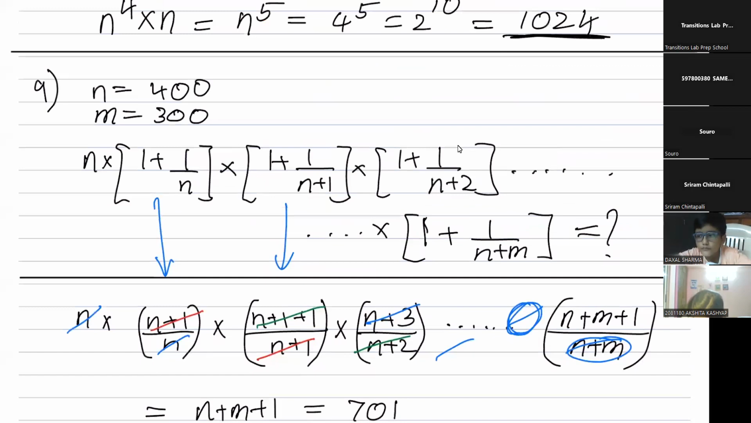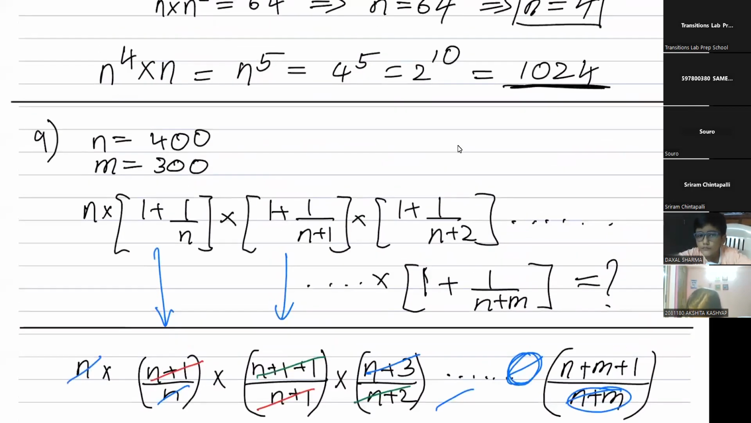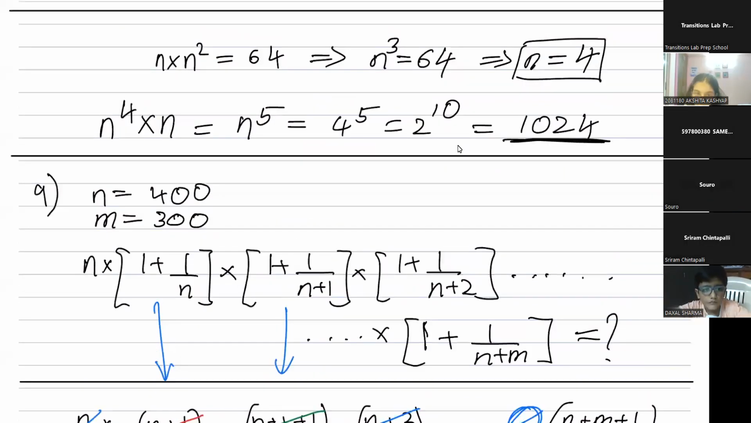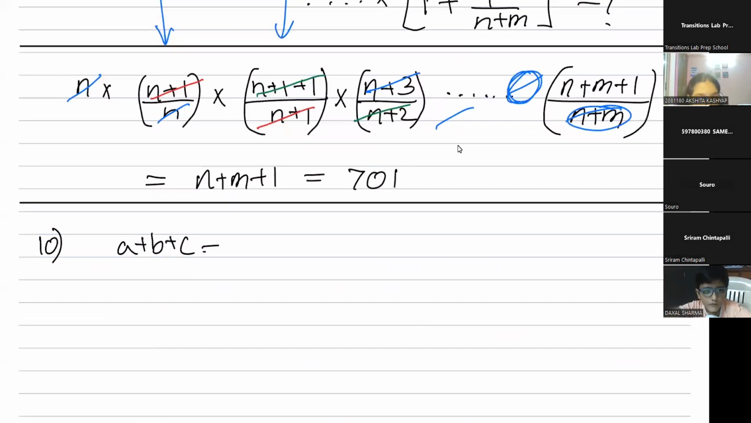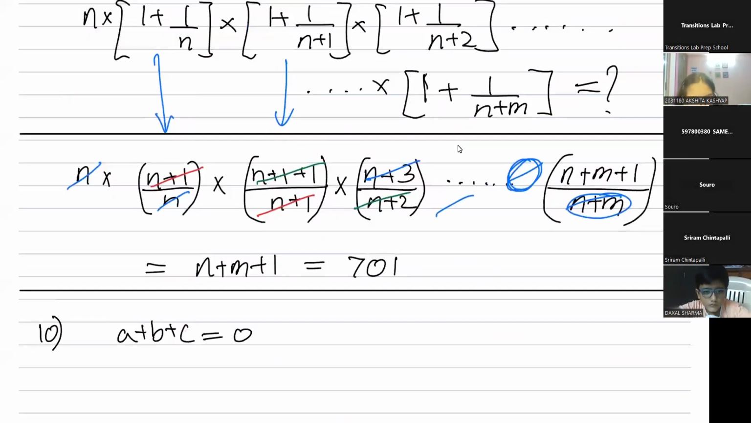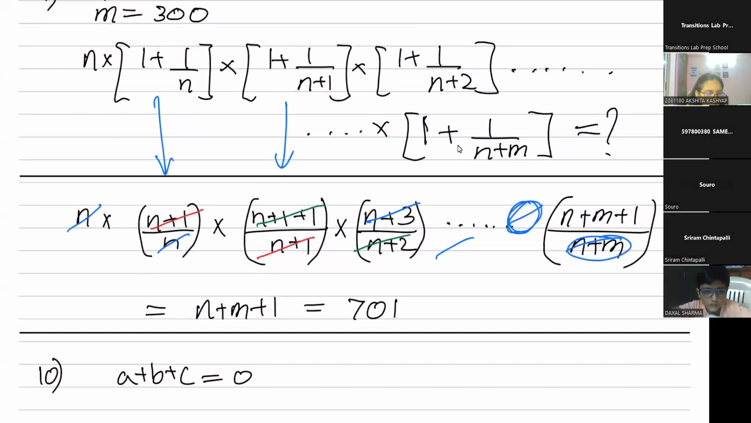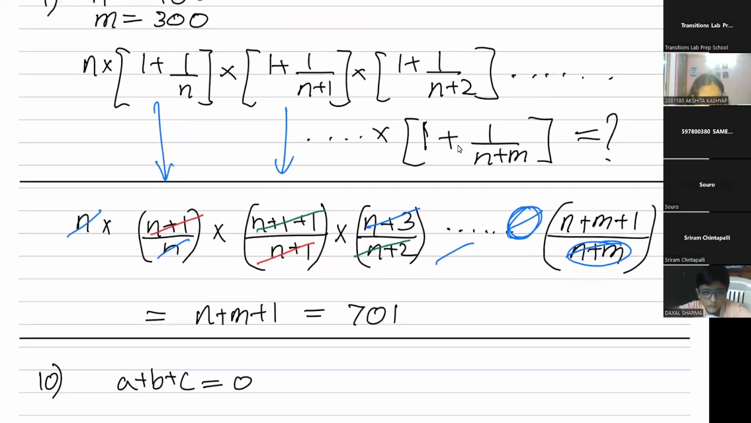Okay. Let's do question 10. Sir, I have a doubt. How did we get n into n plus 1 by n into on telescopic summation? There is not a summation over here. We are taking a product now. Telescopic summation is another concept where you have a sum, but here we have a product.